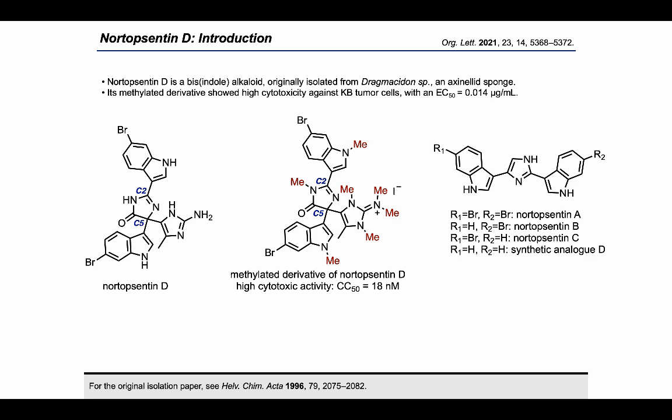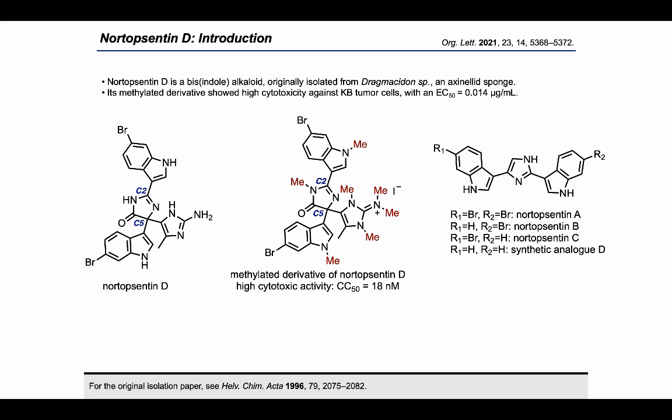Nortopsentin D is a bisindole alkaloid, which was originally isolated in 1996 from the axinellid sponge Dragmacidon sp. At the time of its isolation, Nortopsentin D was tested for its cytotoxicity against KB tumor cells, as well as its antibacterial activity and antifungal activity, but it proved inactive for all three. Interestingly, however, a completely methylated derivative of Nortopsentin D, which I've shown on this slide, was found to have high cytotoxicity with an EC50 of roughly 18 nanomolar.